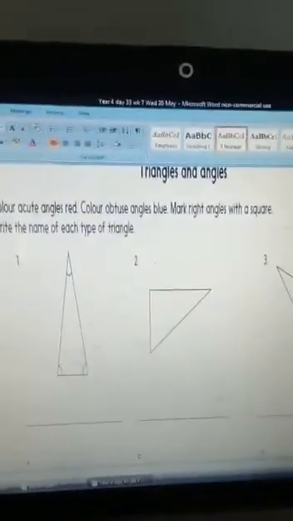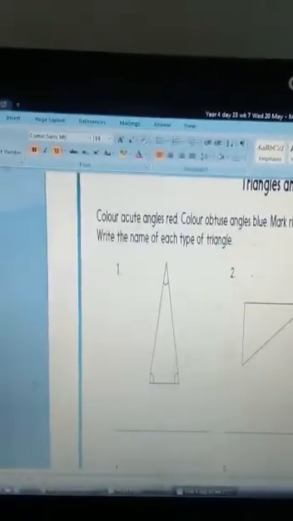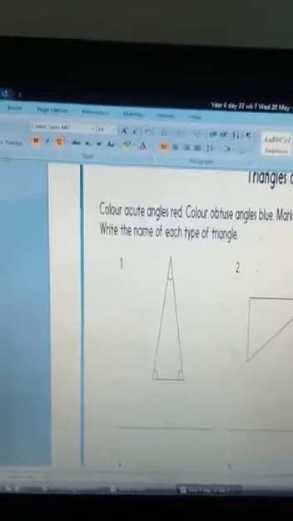And then you've got some practice sheets. For the mild is colouring in obtuse angles in blue, right angles with a square, and any acute angles in red, and then see if you can name each type of triangle. 6 there, and the same for the hot sheet.